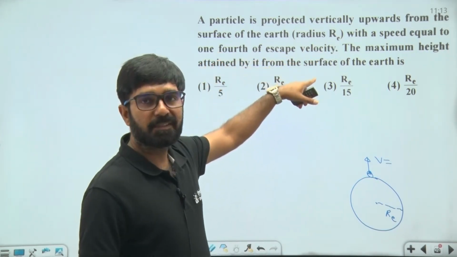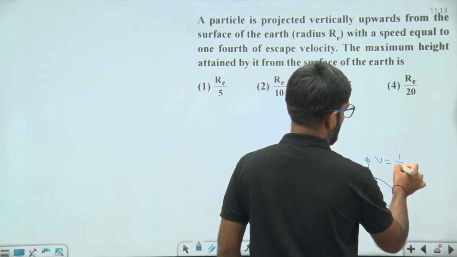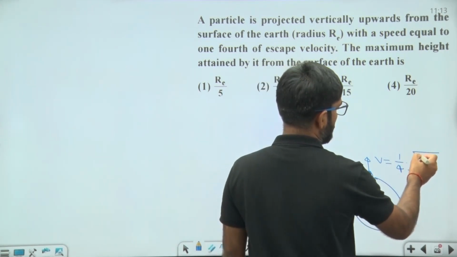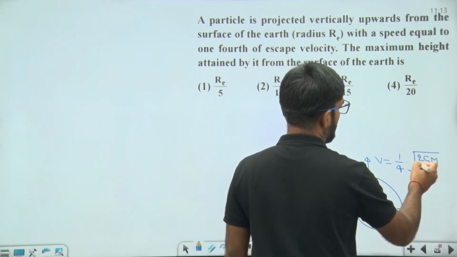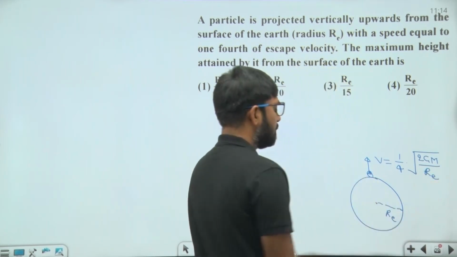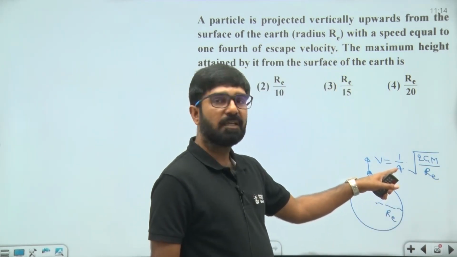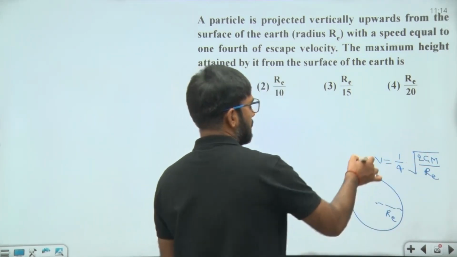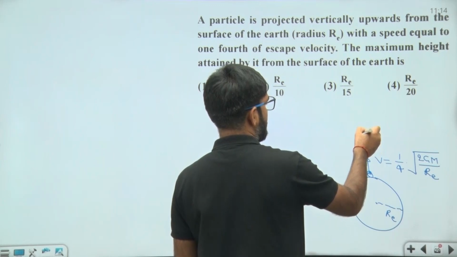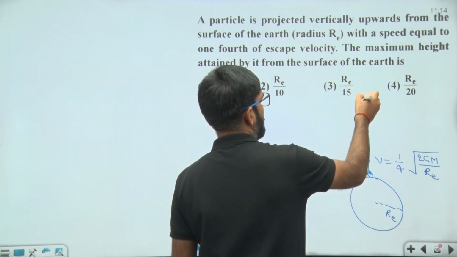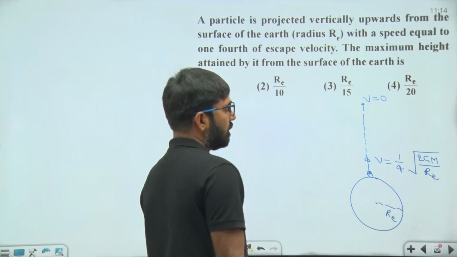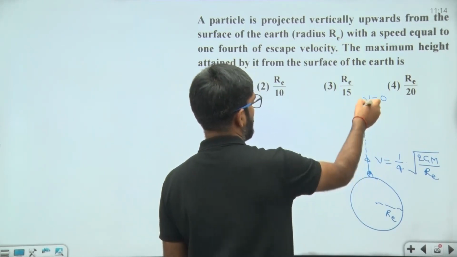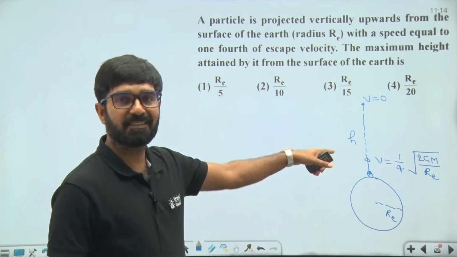1/4 of escape velocity, and escape velocity is given by under root 2GM by R. On earth's surface, escape velocity will be given by 1/4 under root 2GM by RE. We know if a particle moves upwards its speed decreases, and at the highest point speed becomes 0. We have to find the maximum possible height achieved by the particle above the surface of earth. We have to calculate the value of h.